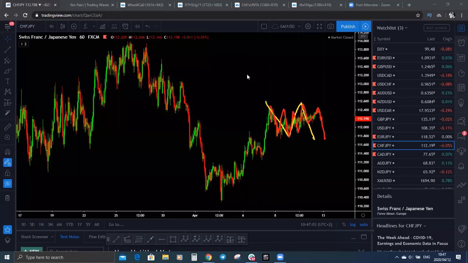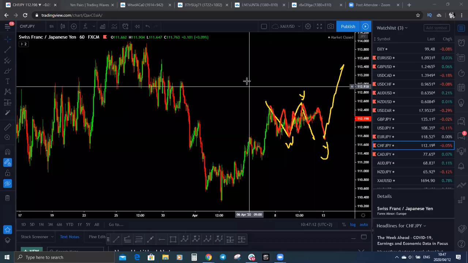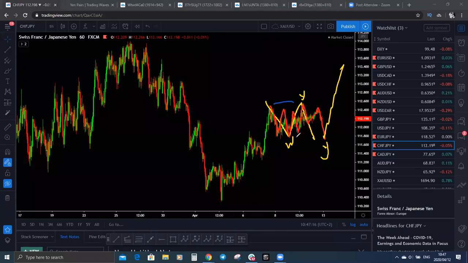Why does it always move in 3 waves? That's how wave theory works. It's 3 waves down, W, X, and then a Y. Then we'll be looking for continuation to the upside eventually, right? So what we have here is a continuation pattern that is a regular flat continuation to the upside.